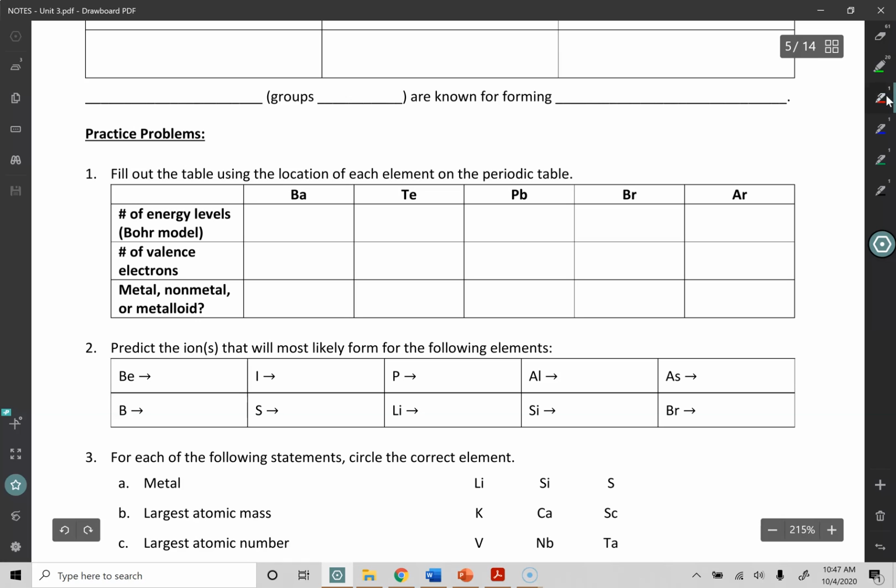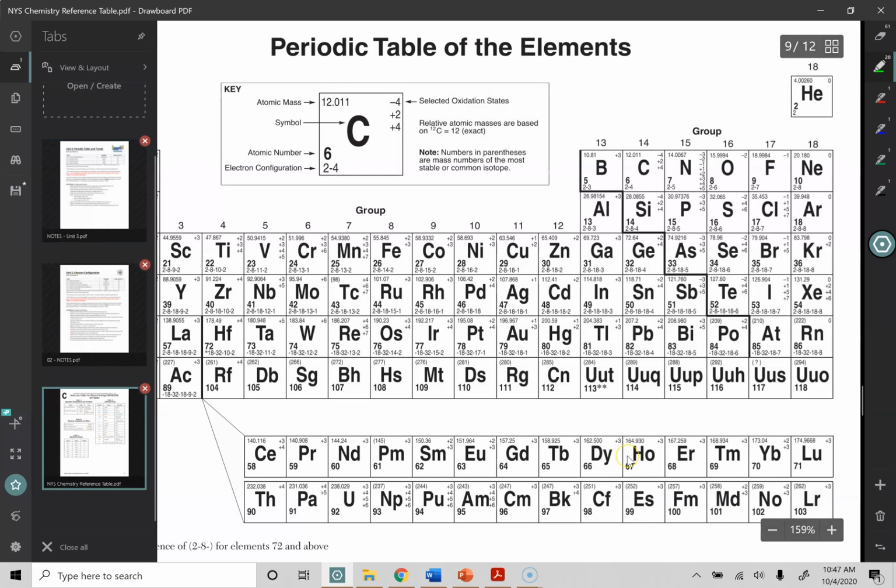Now we're in the practice problem section of your notes, and question 1 asks you to fill out the table using the location of each element on the periodic table. Let's take a look at barium. We're going to determine the number of energy levels according to the Bohr model, how many valence electrons are present, and, thinking back to a lesson a couple units ago, whether it is a metal, a nonmetal, or a metalloid. Don't worry if you've forgotten that, we will revisit it right now. You need your periodic table, unless you've memorized all the elements' locations.